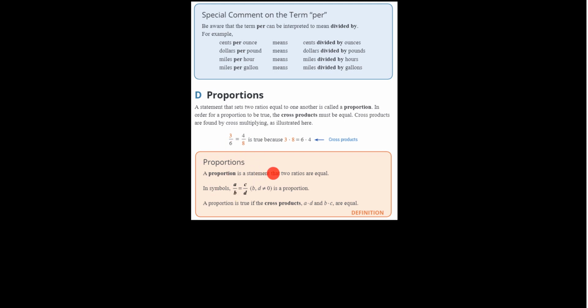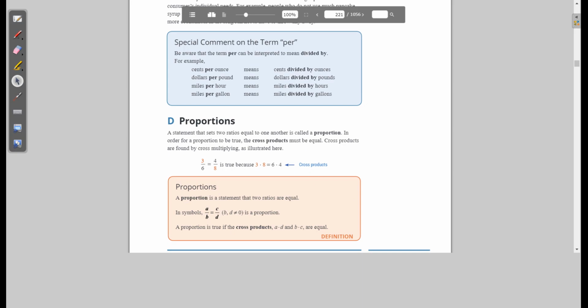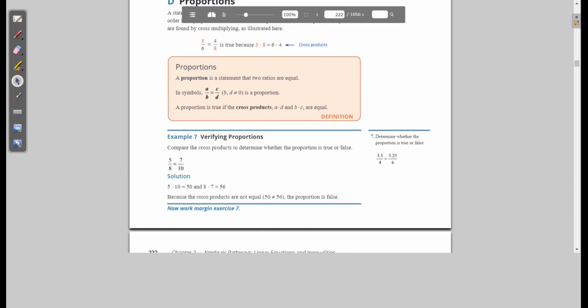That leads us to our definition of proportions. A proportion is a statement that two ratios are equal. In symbols, A over B is equal to C over D, provided that B and D are not equal to 0. A proportion is true if the cross products A times D and B times C are equal. Let's do an example to really drive the point home.